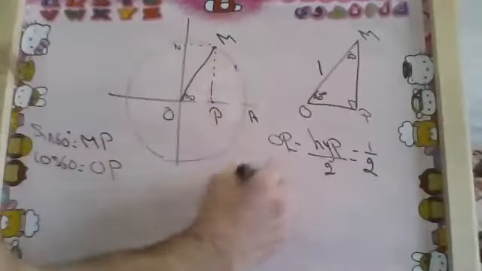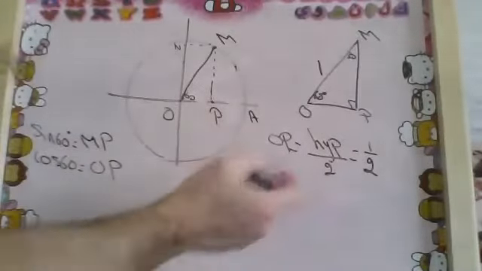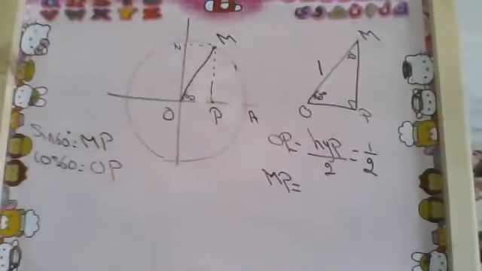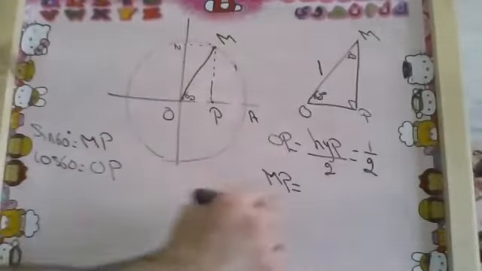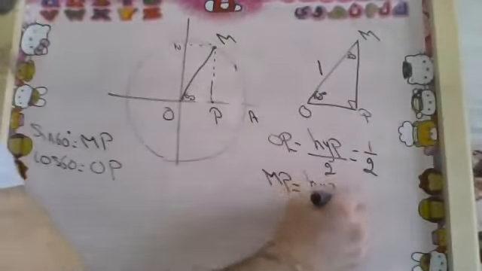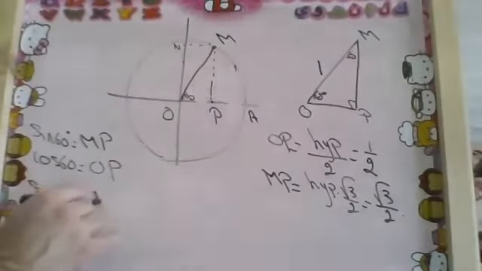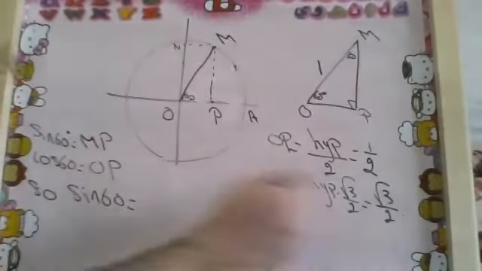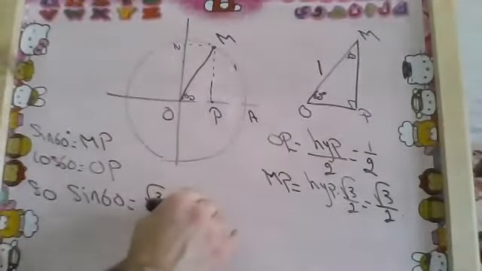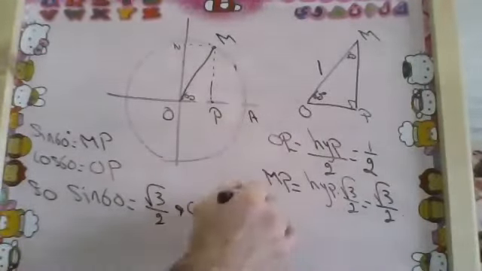And MP is the side opposite 60 degrees, so it is the hypotenuse times radical 3 over 2, which is equal to 1 times radical 3 over 2, which is radical 3 over 2. So I can deduce here that sine 60 is equal to MP, which is radical 3 over 2, and cosine 60 is equal to OP, which is 1 over 2.